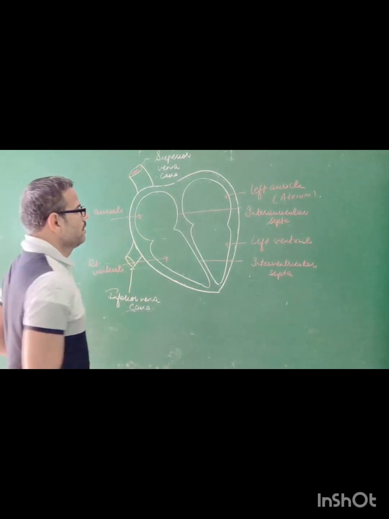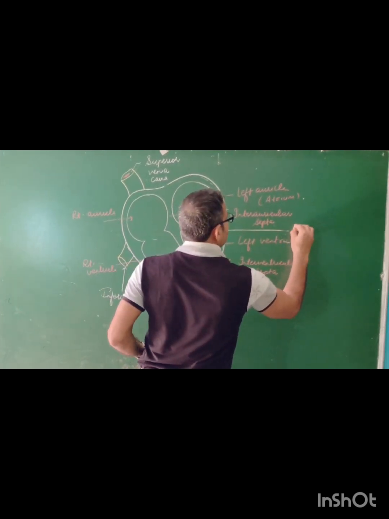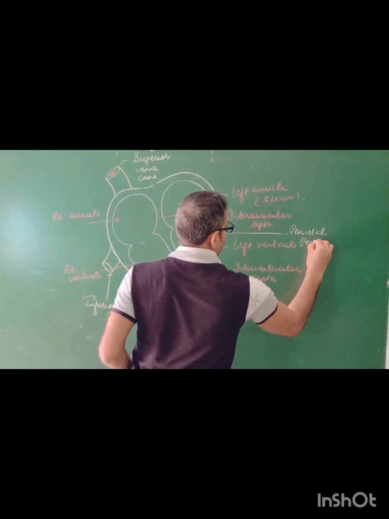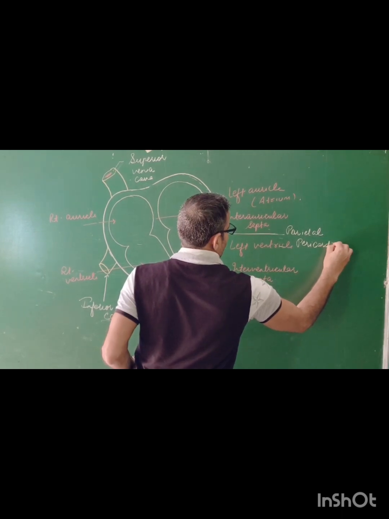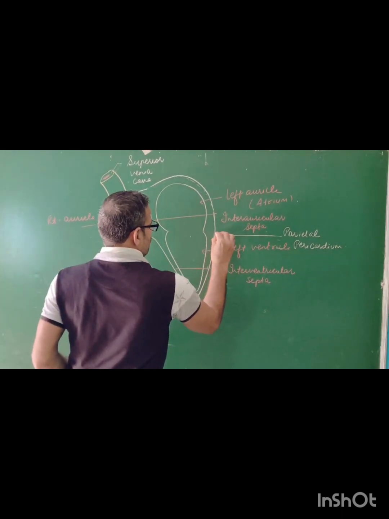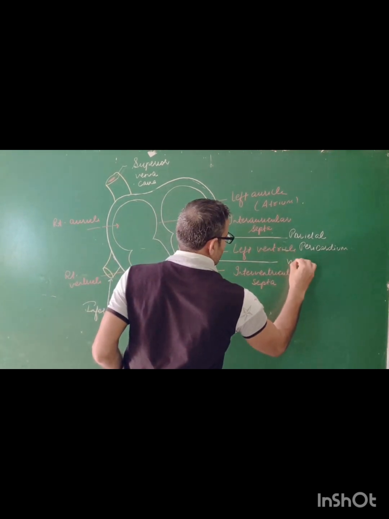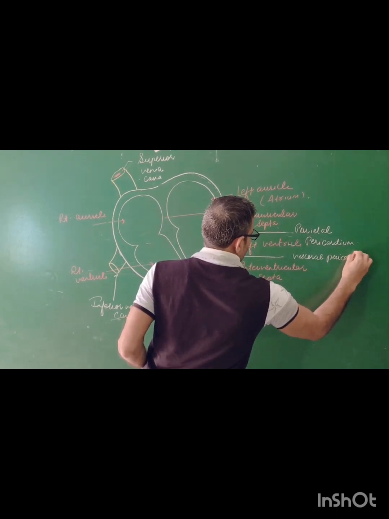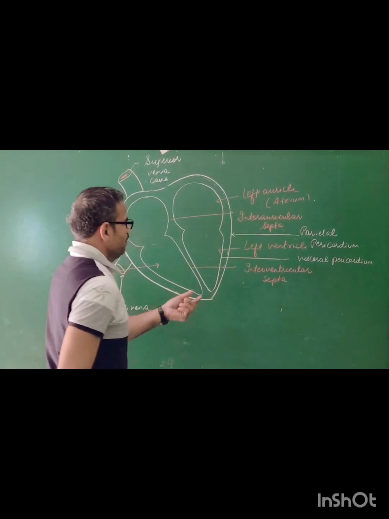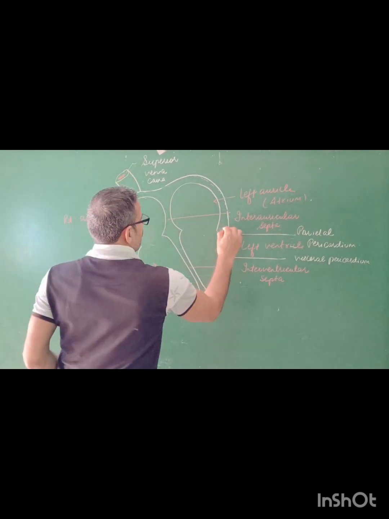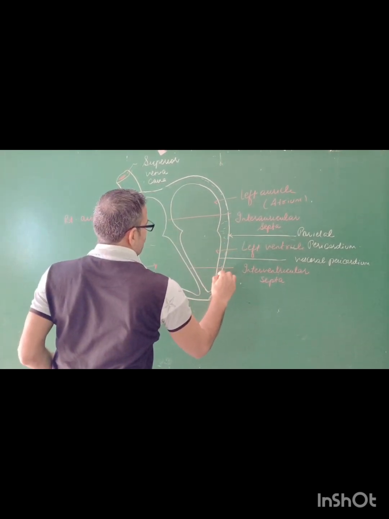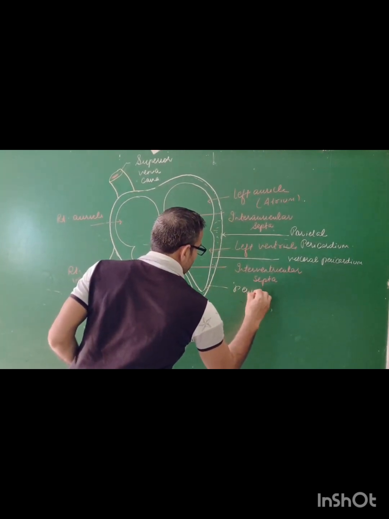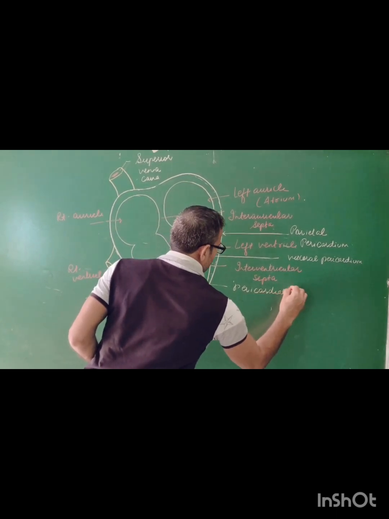So this is clear. So outermost layer is known as parietal pericardium. So inner one is known as visceral pericardium. In between these two layers, the fluid is present, which is called pericardial fluid. Pericardial fluid.